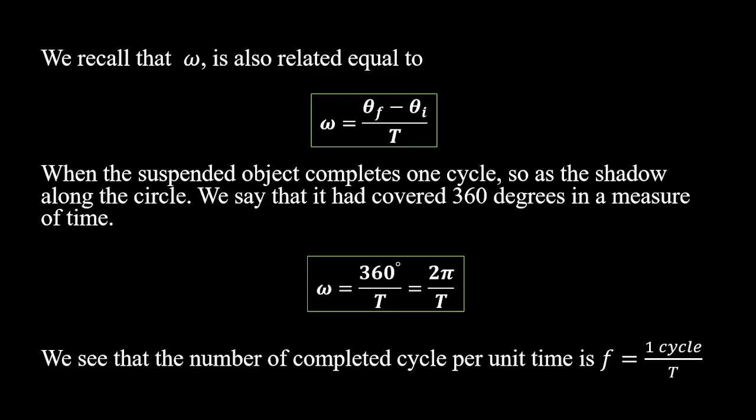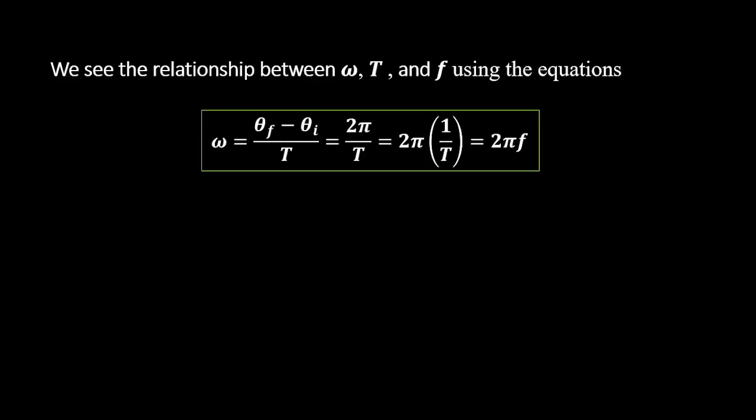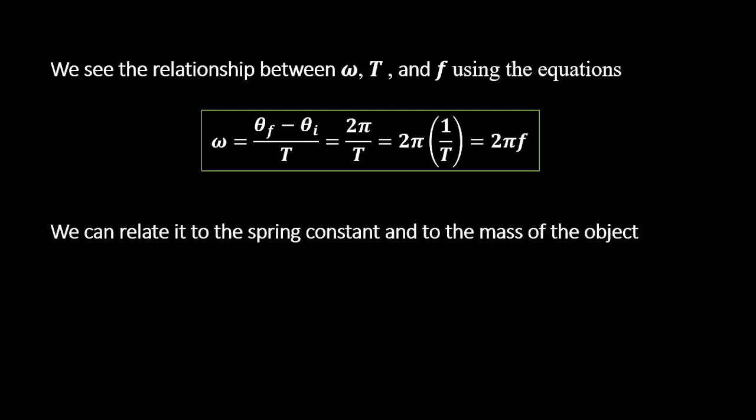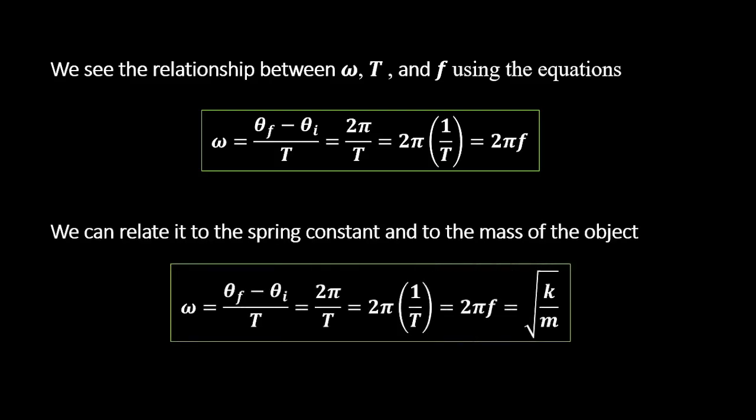We notice the relationship between angular velocity, period, and frequency using the equations. We also note that it can be related to the spring constant and the mass of the suspended object by. We see that the period can be expressed using the expression for the frequency given by. We see that the cyclic recurrence of the motion continues, provided that the magnitude of the restoring force is constant.